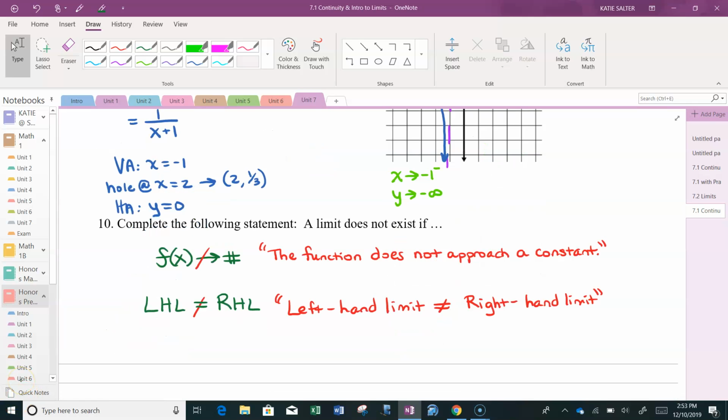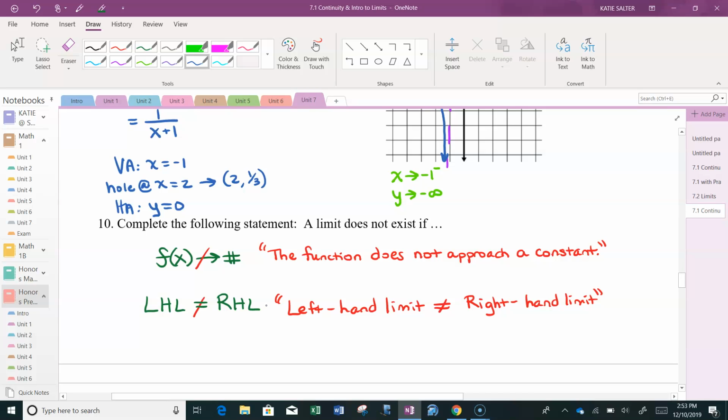All right, so in conclusion, when does a limit not exist? There are 2 times a limit does not exist. The first is if f of x is not approaching some constant number, the limit does not exist. So if you see that f of x is approaching infinity at the value you're trying to find the limit for, the limit does not exist. The other is when the left-hand limit is not equal to the right-hand limit. If the left-hand limit is not equal to the right-hand limit, the limit does not exist.